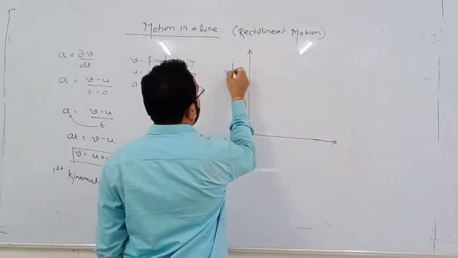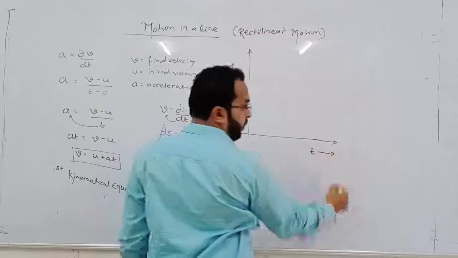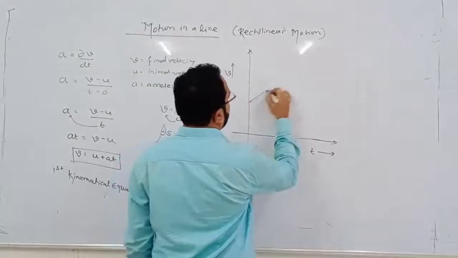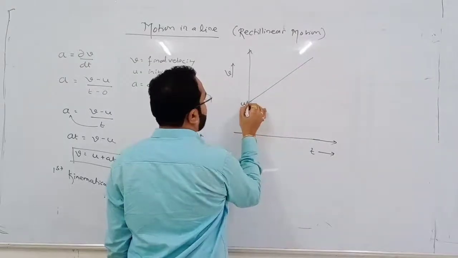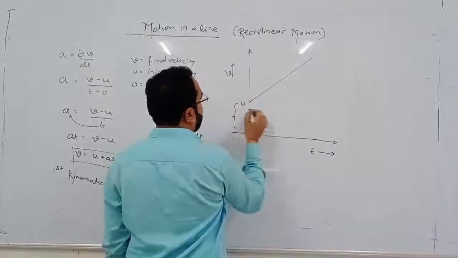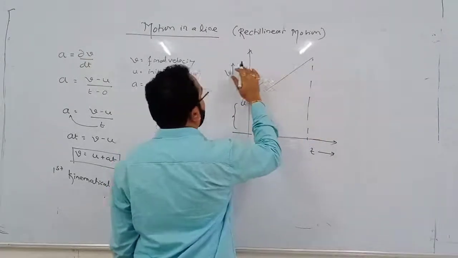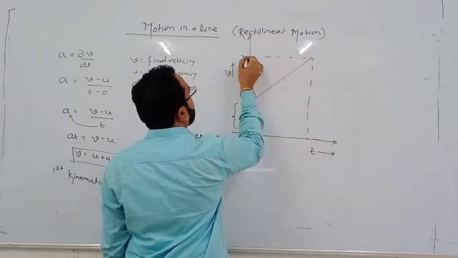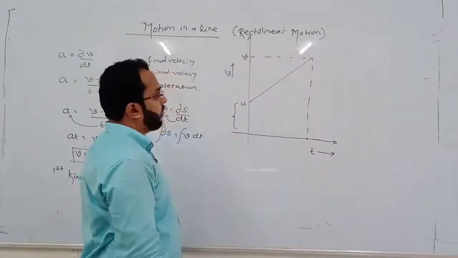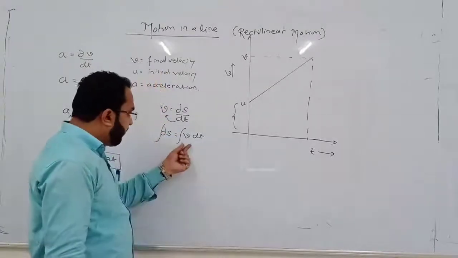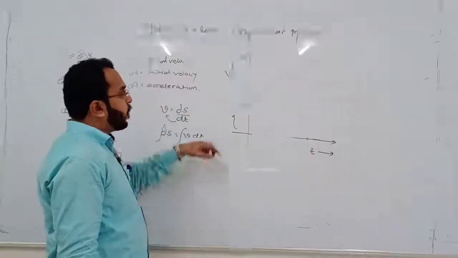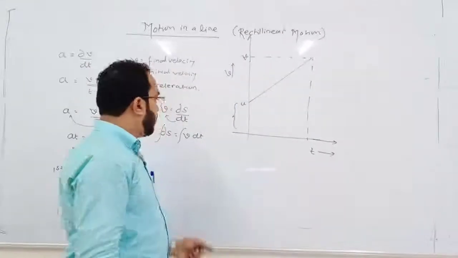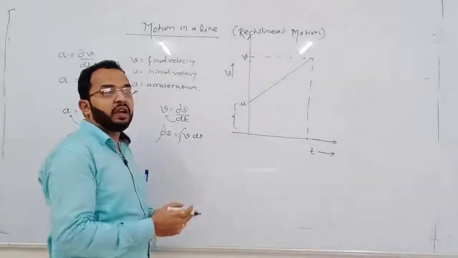This is the velocity versus time curve. In the velocity versus time curve, the velocity increases from the initial velocity u, this is the initial velocity, to the final velocity v. This is the final velocity v. Now, as per this, v into t. On the y-axis there is velocity, on the x-axis there is time. So what is meant by the integration of v dt is the area under the curve.